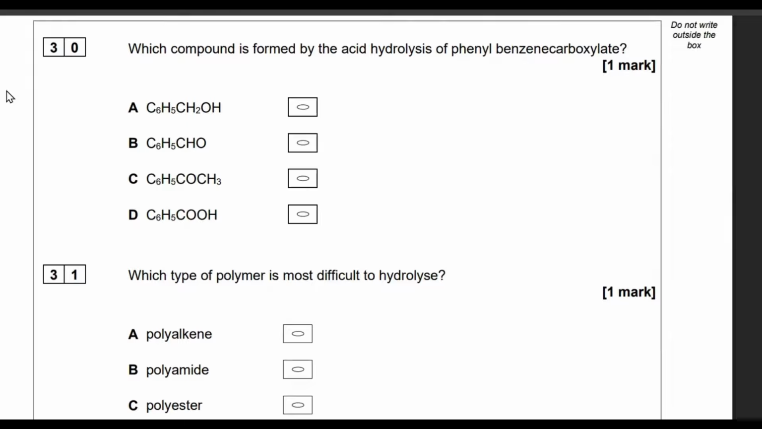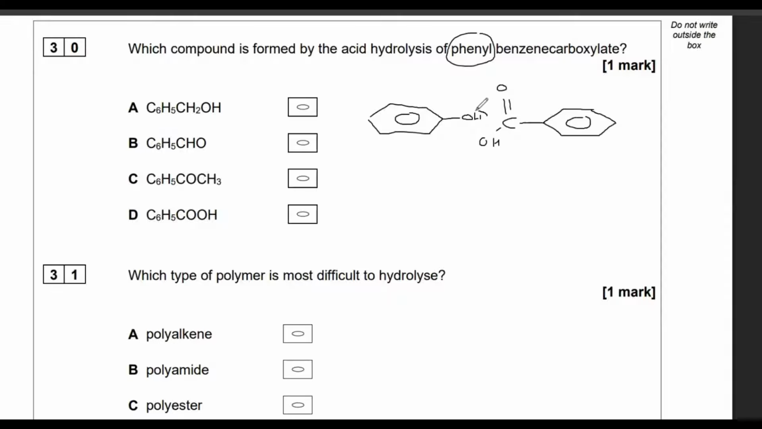Right, 30. Which compound is formed by acid hydrolysis of phenyl benzene carboxylate? Ooh, well, you should know that phenol is an OH attached to a benzene ring. If it's a side group, it means the hydrogen's been removed. So when we have a benzene ring as a side group, it's phenyl.